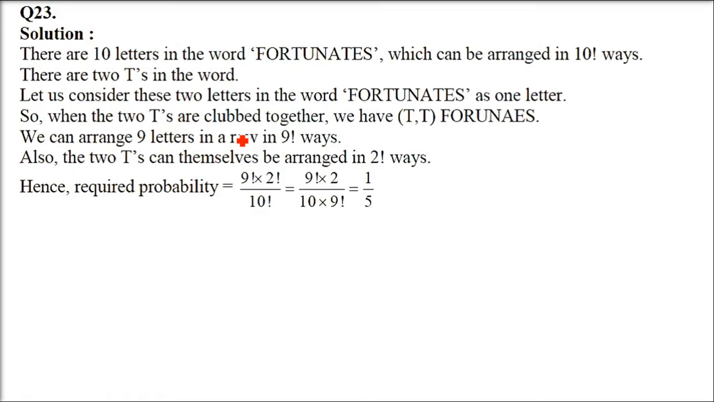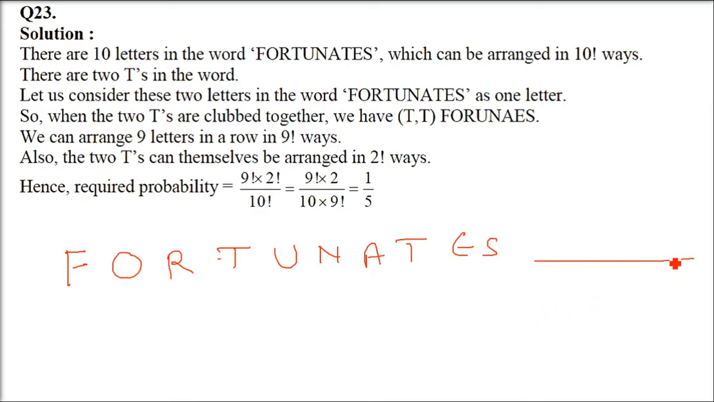Now the 23rd. The letters of the word FORTUNATES are arranged at random in a row. What is the chance that the two T's come together? The same thing we are going to do here. See, this question is related to the next one, so you have to understand it very carefully. FORTUNATES. So the two T's have to come together. So what do we do? Total number of cases is, how many are there? 1, 2, 3, 4, 5, 6, 7, 8, 9, 10. So 10 are there. So factorial 10 will come in the denominator.